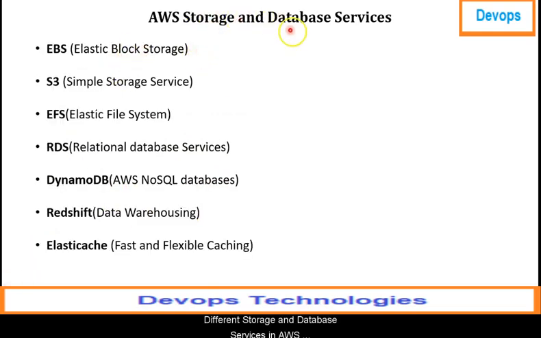Different storage and database services in AWS are EBS, Elastic Block Storage, S3, Simple Storage Service, EFS, Elastic File System, RDS, Relational Database Service, DynamoDB, AWS NoSQL Database, Redshift, Data Warehousing, ElastiCache, Fast and Flexible Caching.